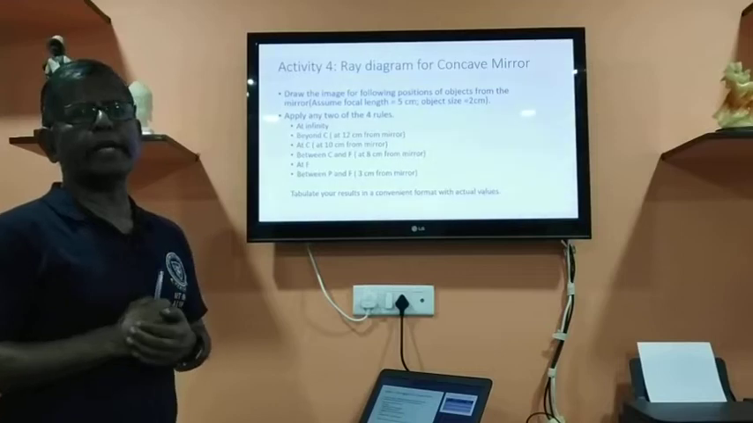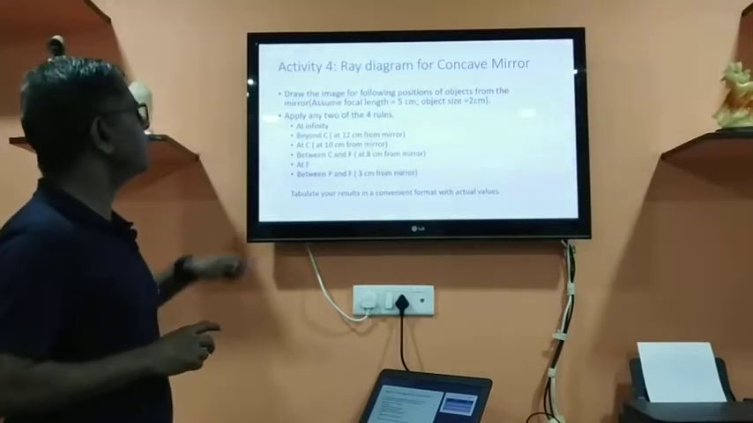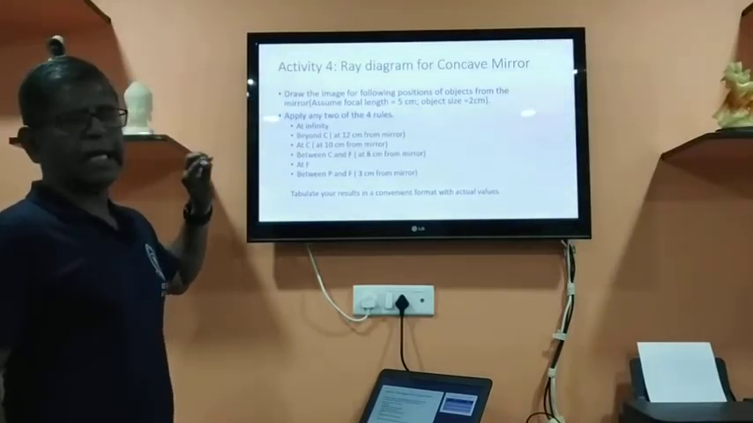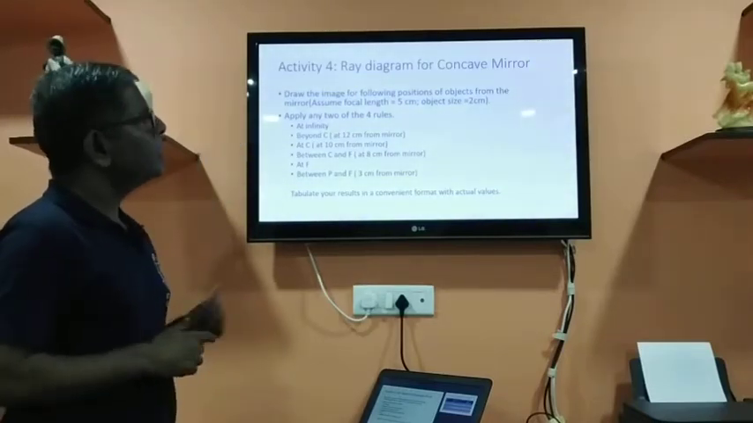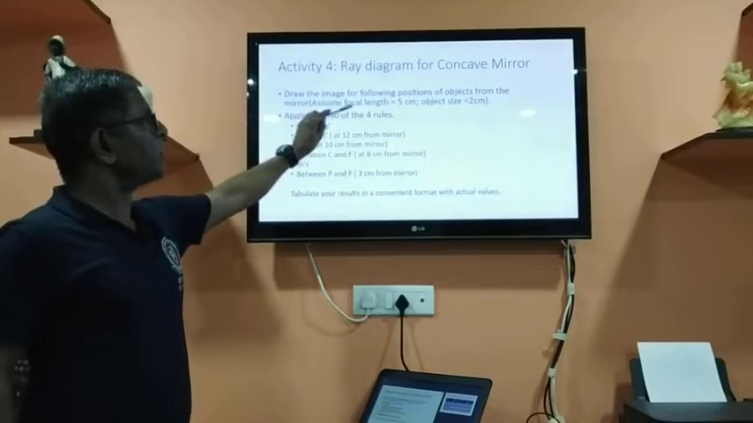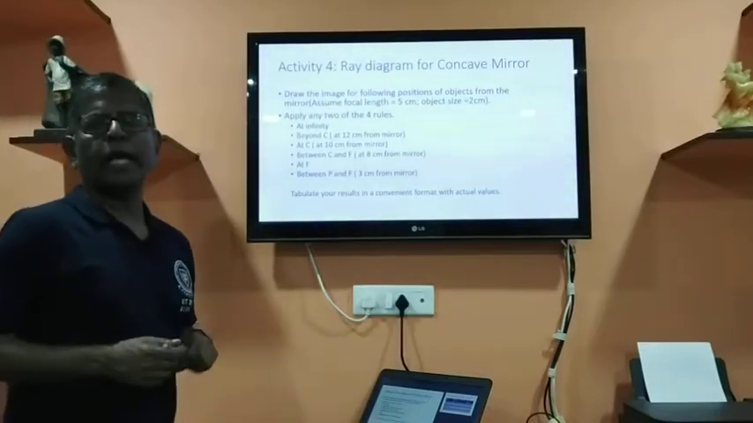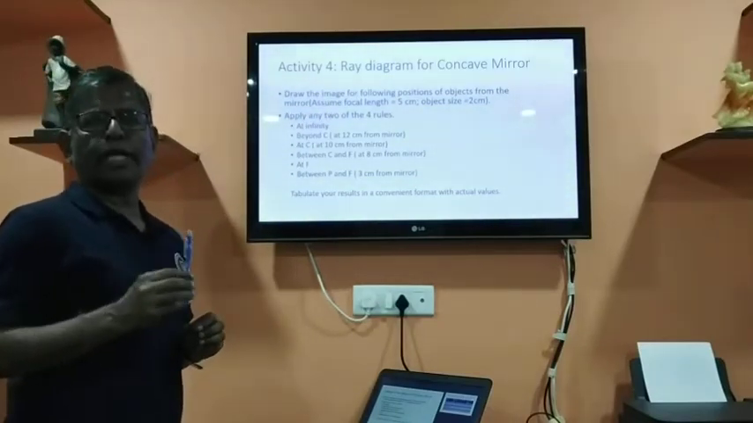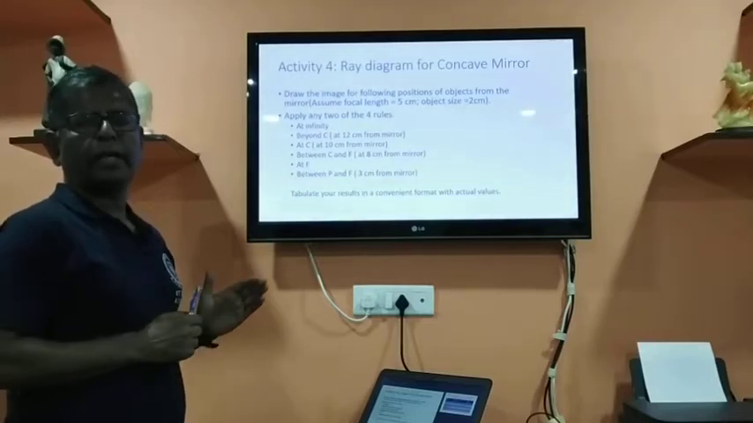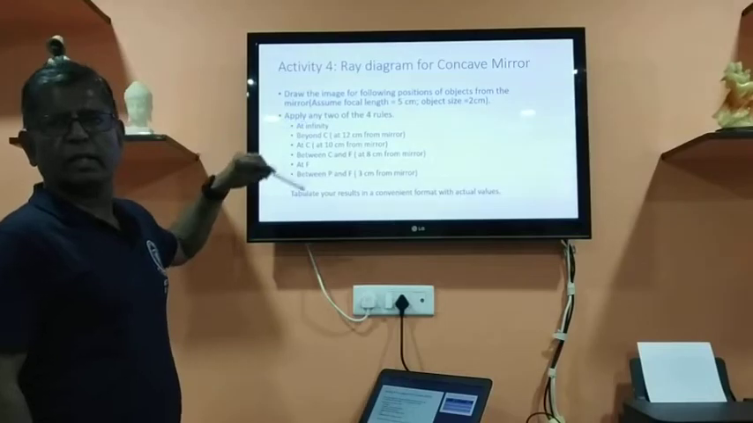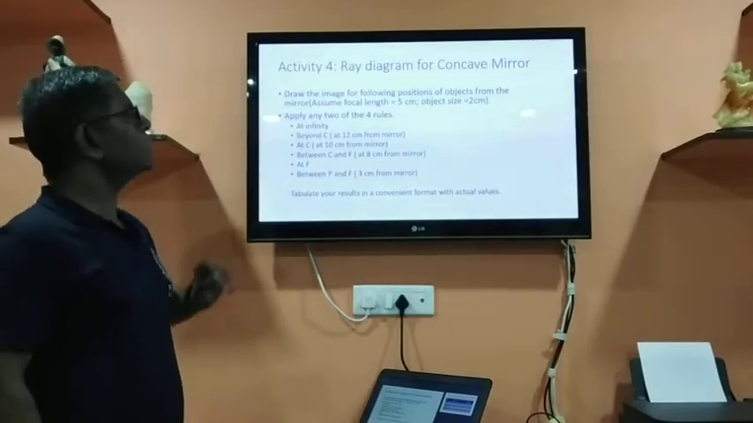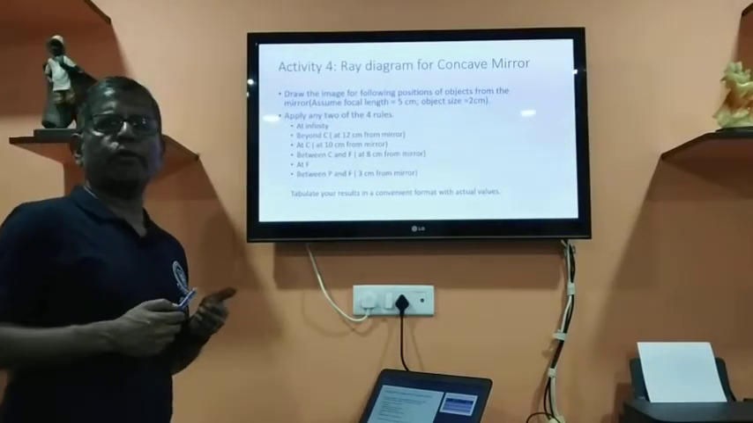So for this activity, you can take this as an assignment. I will demonstrate and you have to do this as an assignment. For a concave mirror, assume that the focal length is 5 cm and the object of size 2 cm is placed in front of the mirror. So applying these 4 rules which we discussed, we'll find out what is the kind of image.